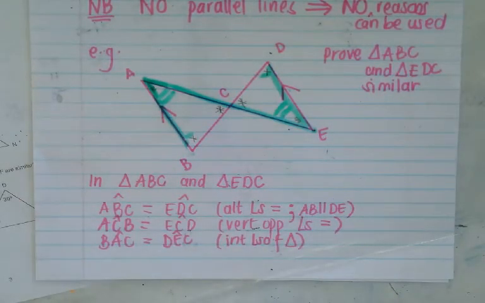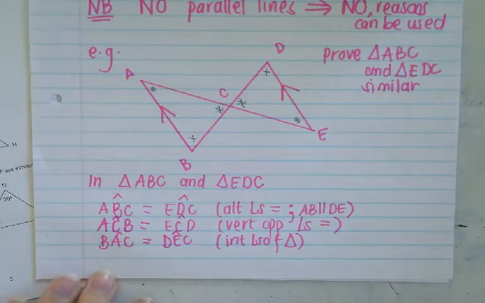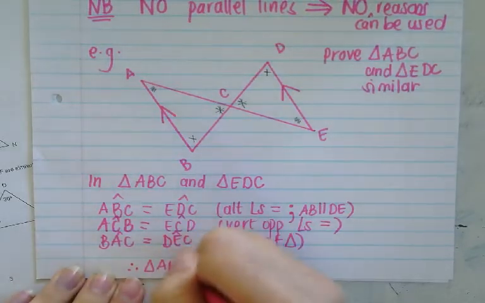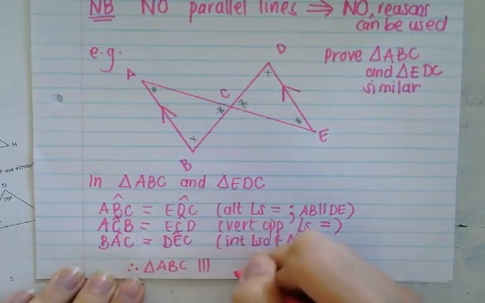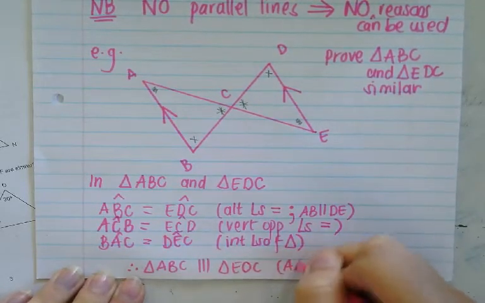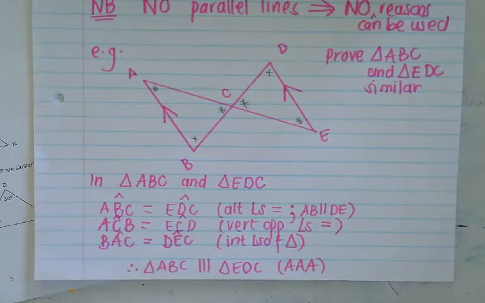So we have 1, 2, 3. What is my last statement when I prove similarity, Keenan? Triangle ABC is similar to triangle DEC, angle, angle, angle. Perfect. Absolutely perfect. There's one more example I want to do, and then we're going to try number 5 from the worksheet.